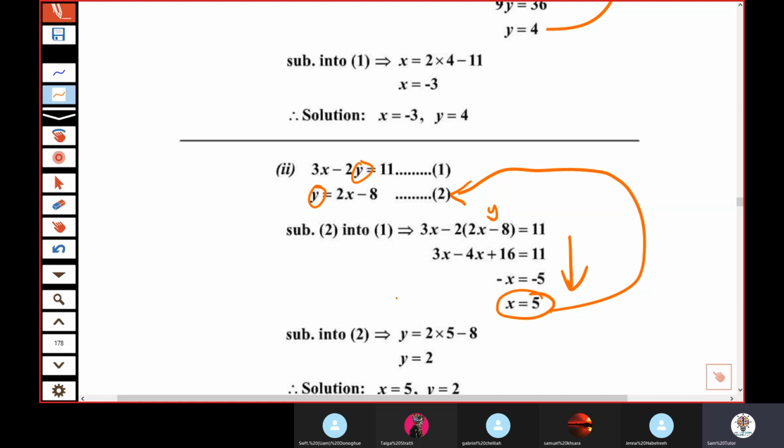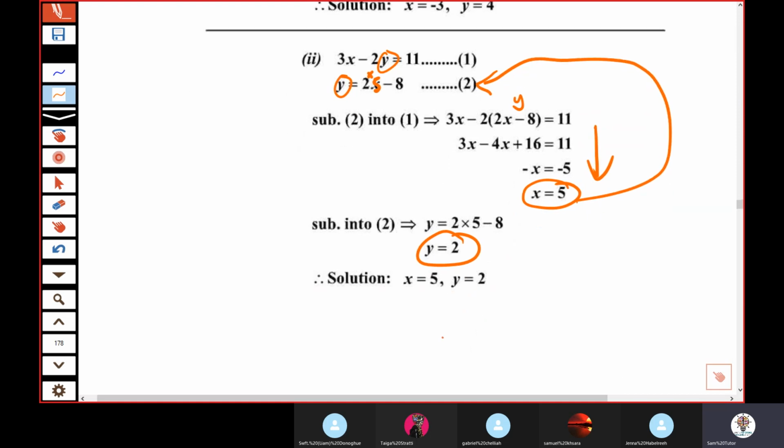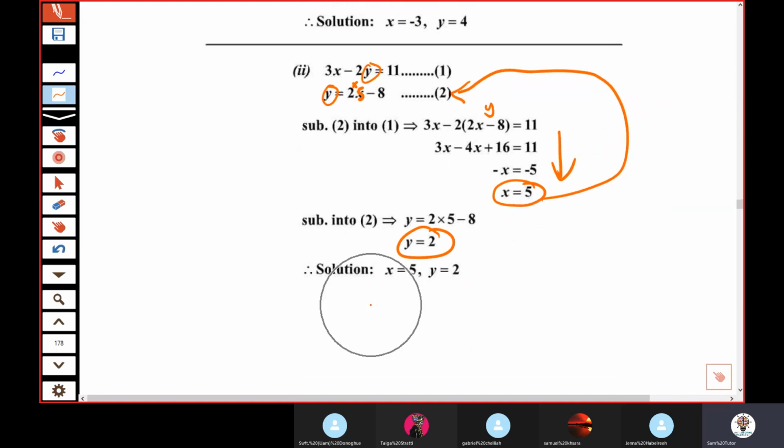The better one obviously is number 2, because you already have y equals 2 times 5 minus 8, which is just going to be y equals 2. All good? Gab, Liam, any questions?